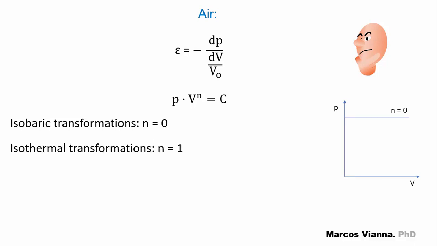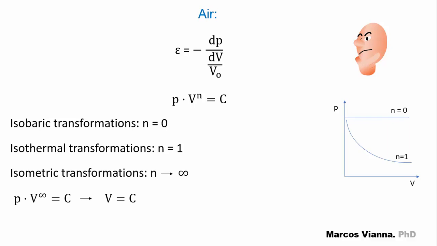When the transformation is isothermal, the exponent n is 1, so we find that P times V is constant. Take a look at its corresponding curve in the graph. When the transformation is isometric, the exponent n tends to the infinite, so we find that V is constant. Take a look at its corresponding curve in the graph.